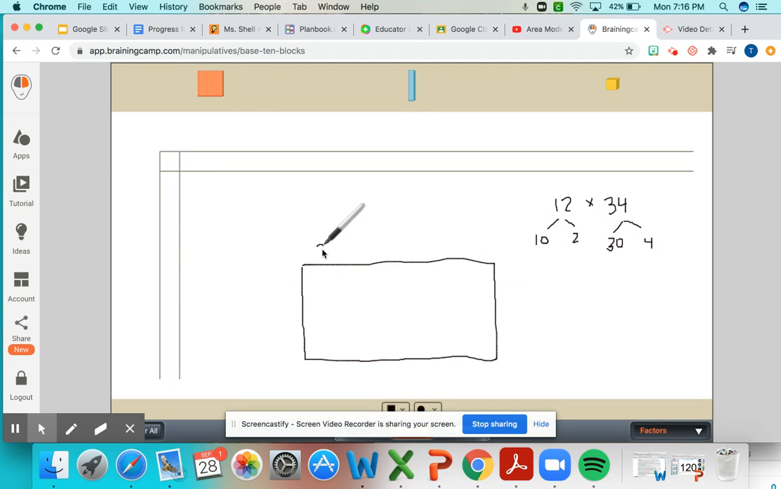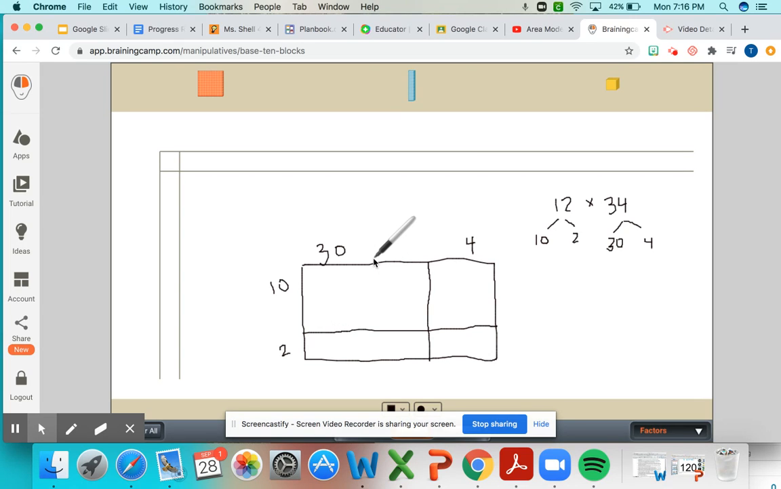So I have my 30 and my 4, just like we did up at the top here with 3 10s and 4 1s. And then I have my 10 and my 2, just like we did on this side. I'm now going to break this into 4 equal groups. Notice I made the 30 space larger than the 4 space. And then also across this way, 10 is bigger than 2, so I gave it more space.